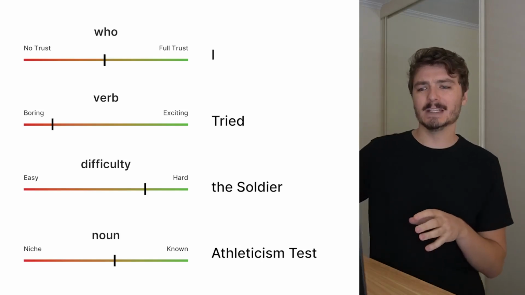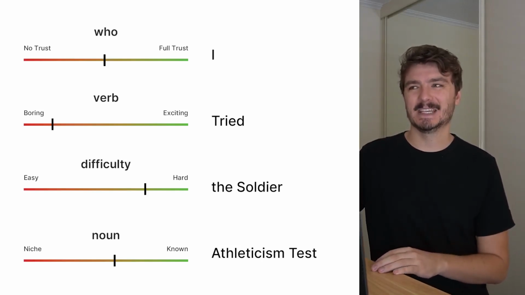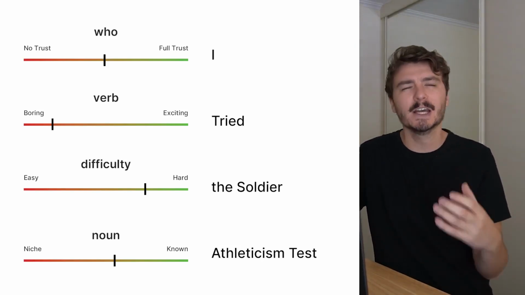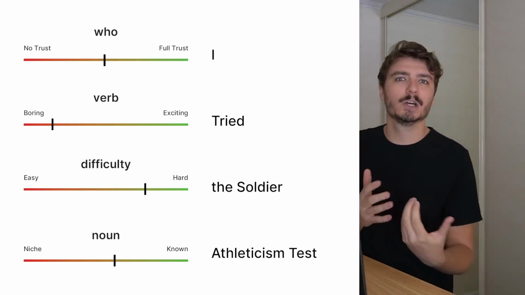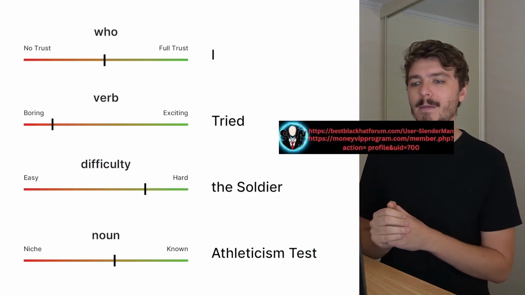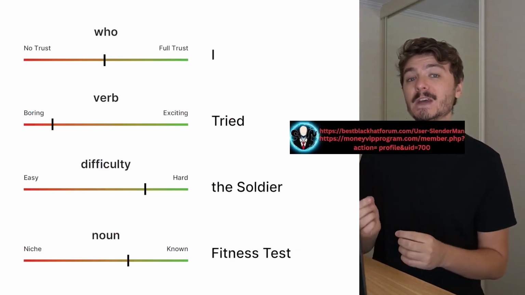All right, the next part here is the noun. So how can we make this less niche and more known? Right now, it's soldier athleticism test. Athleticism is a pretty specific term. It's kind of niche. It's not a super common word that we use. So how can we make that less niche and more known? Well, maybe it's I tried the soldier fitness test.